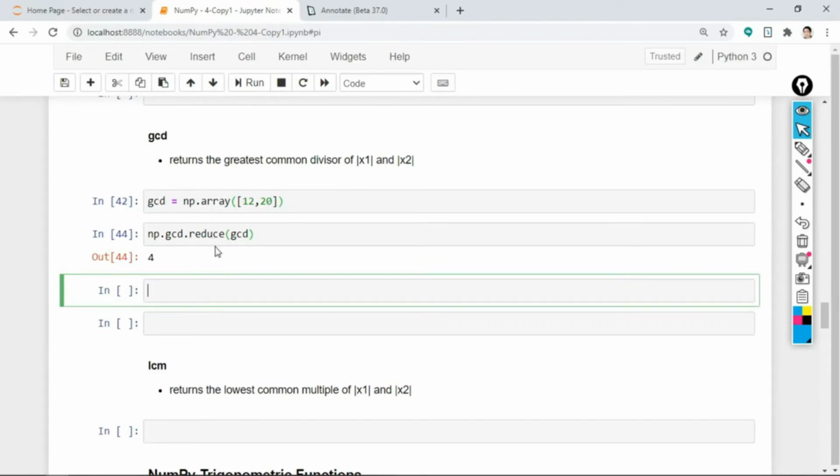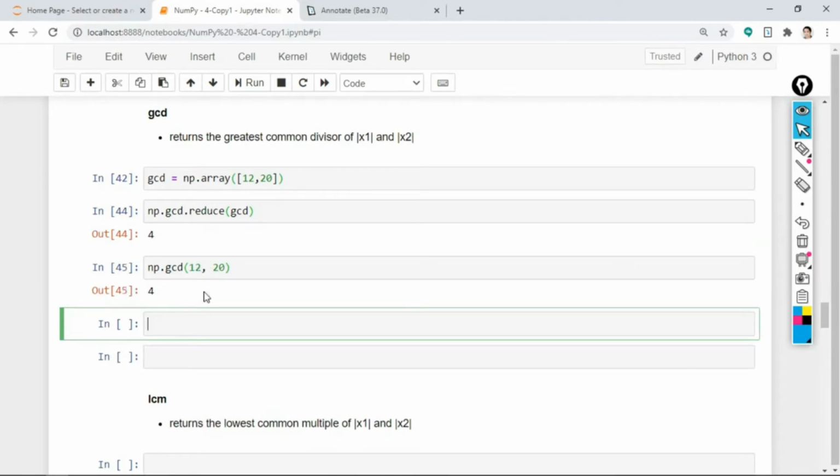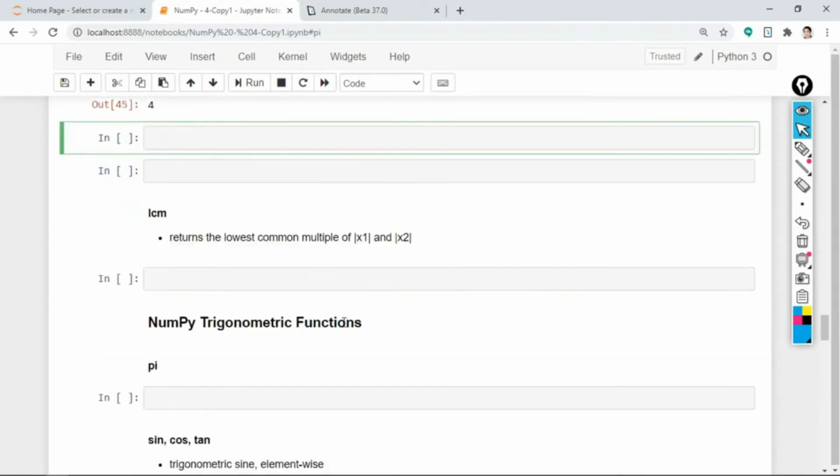So if you want individual numbers, you can do that too. Okay, this is another alternative. np.gcd, I mean non-array type. So for example, np.gcd of 12 and 20, it will result also in 4. So we have also the least common multiple.